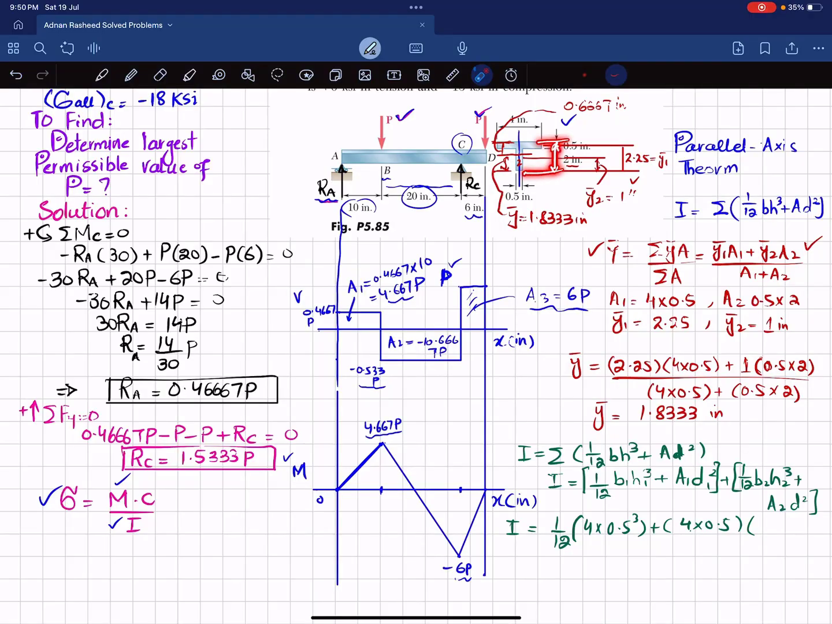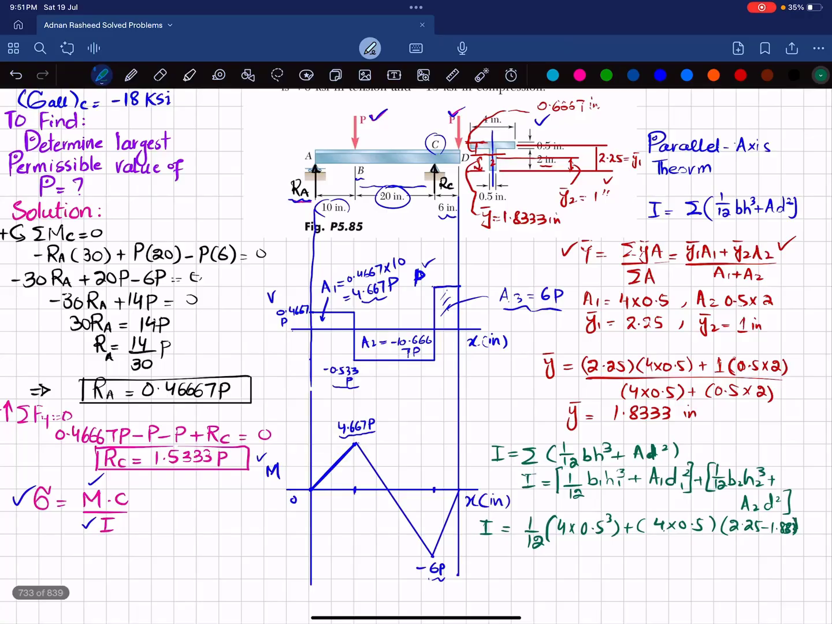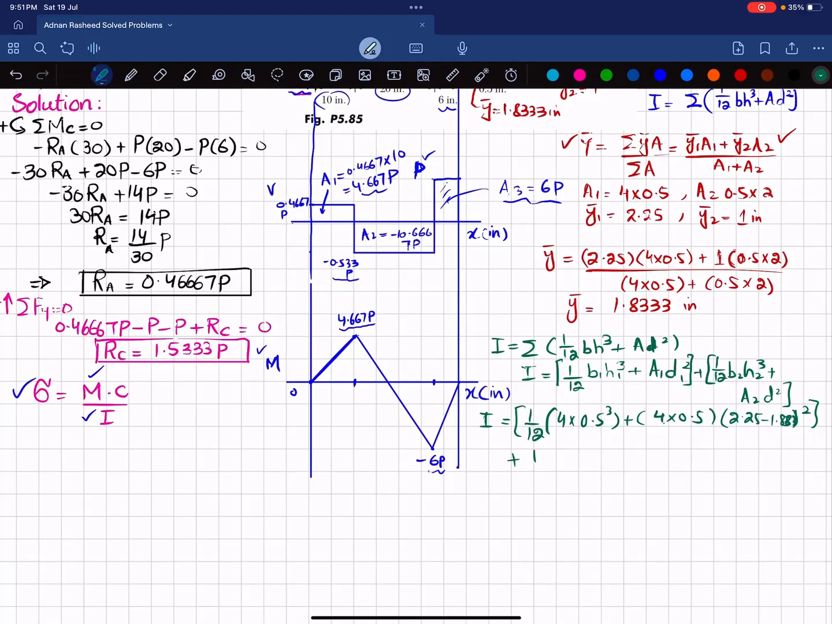This total distance is 2.5. So if you subtract this y bar, 1.833, from 2.5, you will get a distance from neutral axis till the mid. You can see from this till the mid of first section is 2.25. So 2.25 minus this distance 1.833 will give you the distance from neutral axis till the mid of this section. So I will write 2.25 minus 1.833, and we will get square. This will be the moment of inertia of first section.